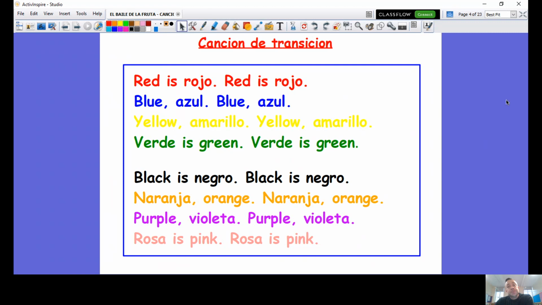My turn, your turn. Let's remind ourselves of our colors. Red is rojo. Blue, azul. Yellow, amarillo. Verde is green. Black is negro. Naranja, orange. Purple, violeta. Rosa is pink.